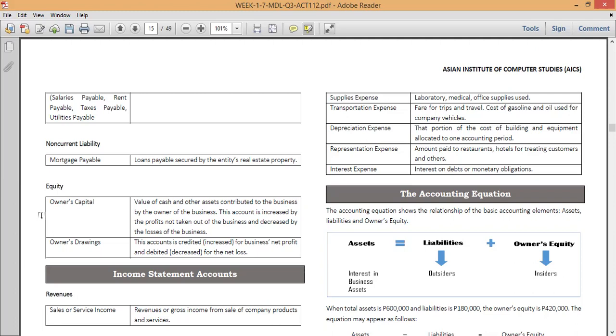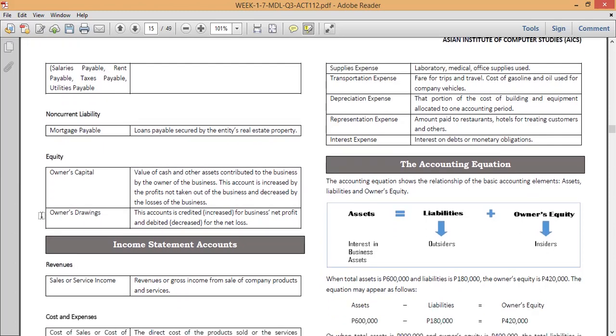Yung mga non-current liability, ito yung mga liabilities na obligations na dapat mo i-settle, 'di ba, na lagpas sa isang taon. So, yun po. So, I hope clear yan. The next, equity.